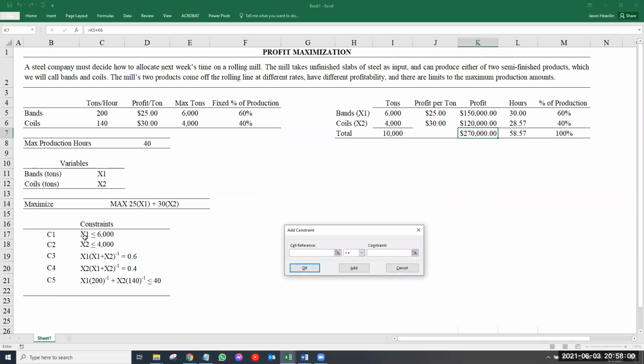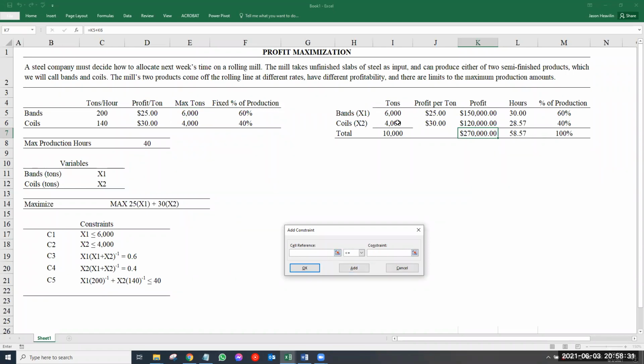So first, we need to know that X1 cannot be more than 6,000. So this is X1 right here. This has to be less or equal than 6,000. So we're going to use this one here. That's our maximum amount, so that whatever number is going to be here has to be less or equal than this number here. So we're going to hit add to add the next one.